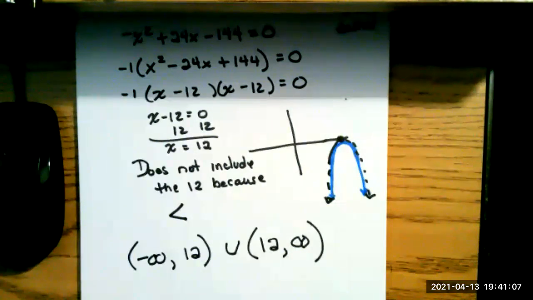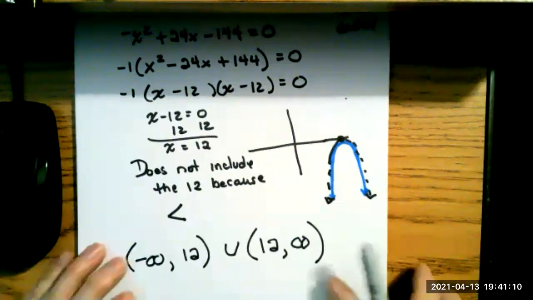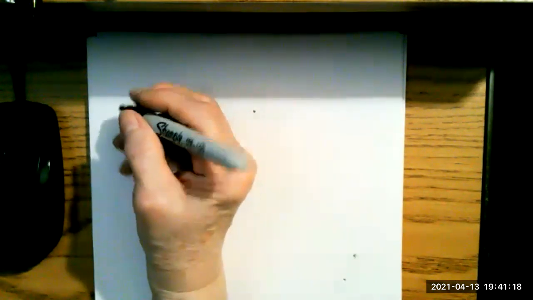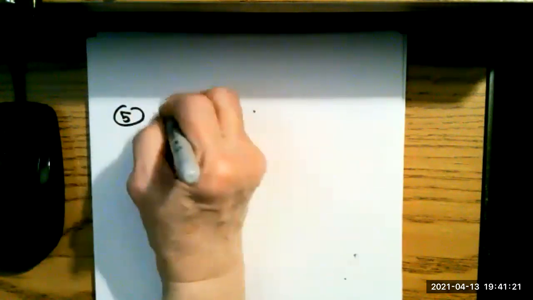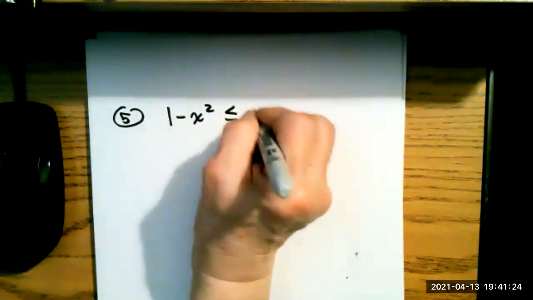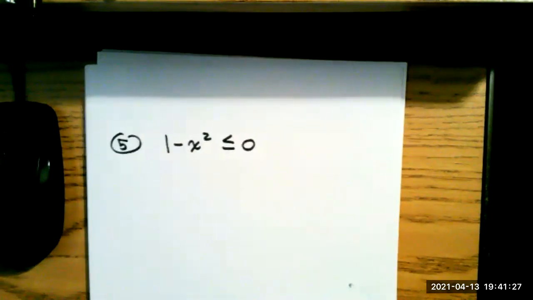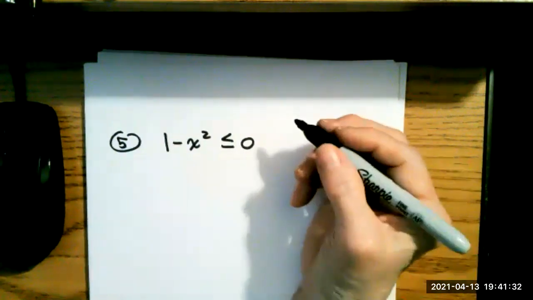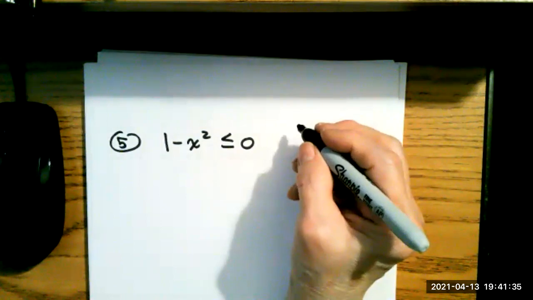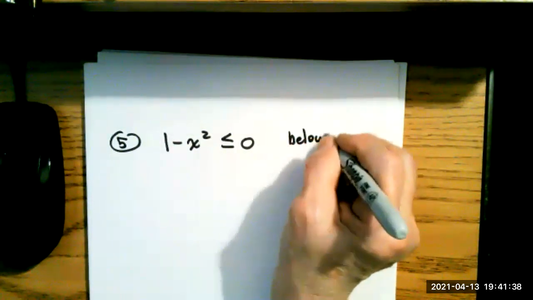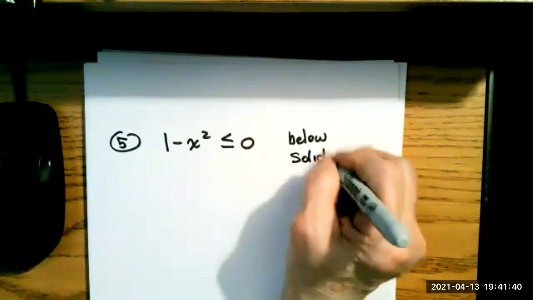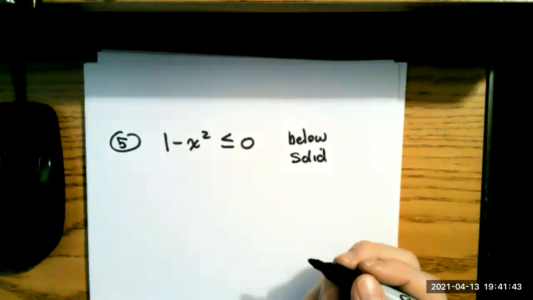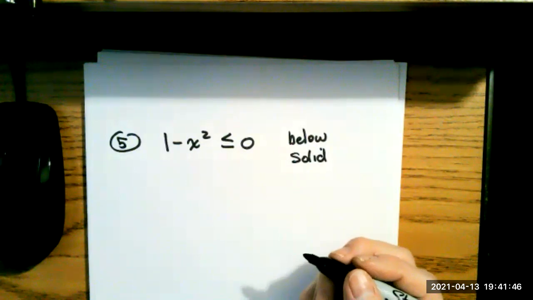Okay, let's try another one that's upside down, because the upside down ones are hard. I'm going to show you that you can do this one without changing that sign. It's just easier to change the sign. I'm going to do this problem 5. It's less than or equal to 0 and is backwards. I could turn it around like I did a while ago, but I'm going to show you could do it without doing that. I want below and I want it to be solid. Okay. So it's going to include those x-intercepts.